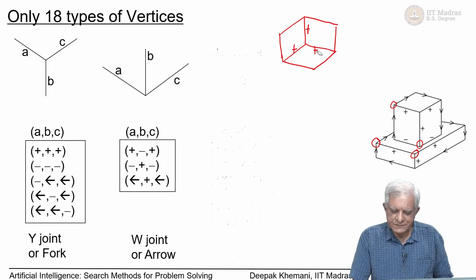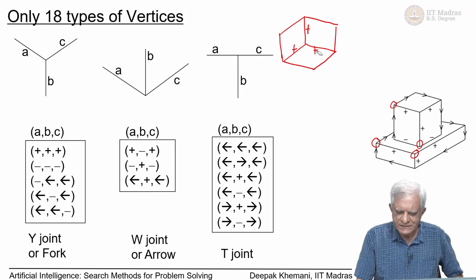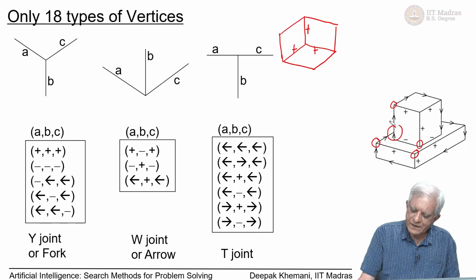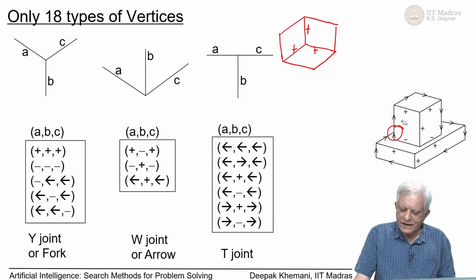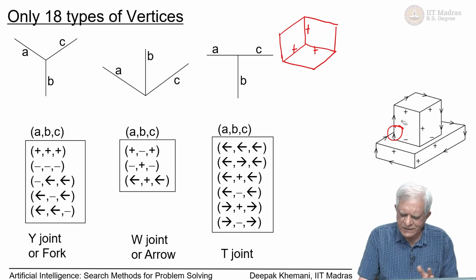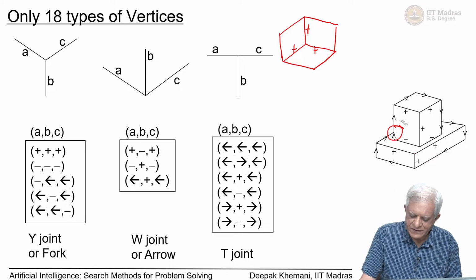Okay. Then we can have T junctions. For example, here is a T junction. Let me remove the others. So, here is a T junction, and T junctions can be labeled in these 6 different ways. Either all 3 can be arrows, as in the figure that we have seen. The arrows can be in different directions, or sometimes you can have a plus or a minus in between. So, you should try to visualize objects which have 3 edges meeting at a T junction.